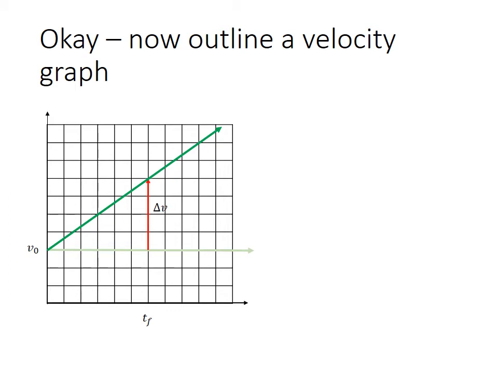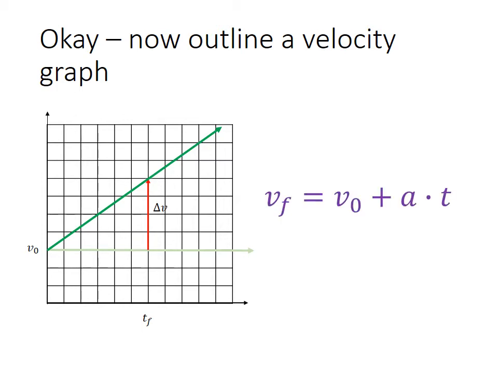Okay, now here's the velocity graph. The pale green horizontal line, all right, that starts at V0, is just to show you that if there was no acceleration at time TF, my final time, my final velocity would be the same as my initial velocity. Instead, I have increased by the shown delta V. Okay? And because we know from our previous graph that acceleration is constant, the slope of my velocity graph must be constant, which makes it a straight line.